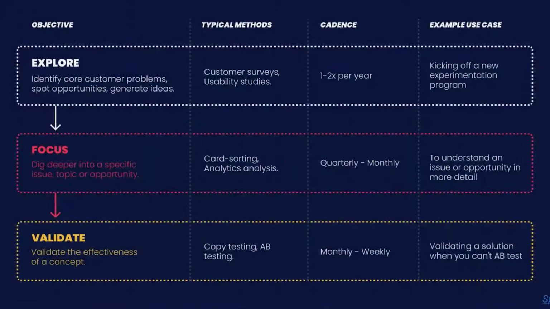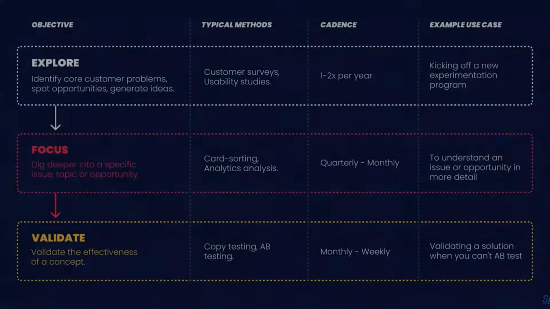A typical use case for validation research is particularly when you can't A/B test something for any reason, whether that's traffic limitations, technical limitations, etc. Validation research can help you to bridge that gap between a robust A/B test and just complete guesswork, because you can still gather some data to support the decision that you're making.